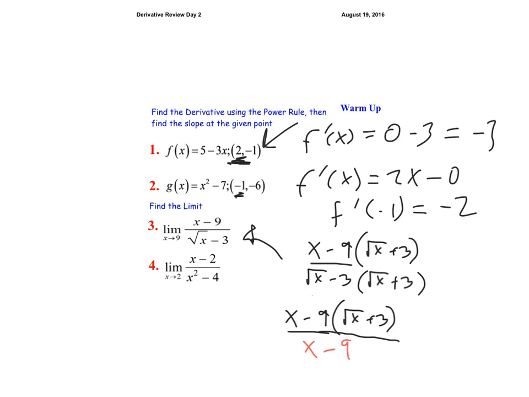So we do have an x minus 9 on top and bottom. They do cancel. So you have the square root of x plus 3. You plug in a 9. You're going to end up getting 3 plus 3, which is 6.